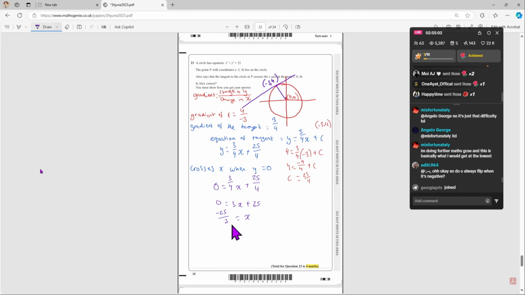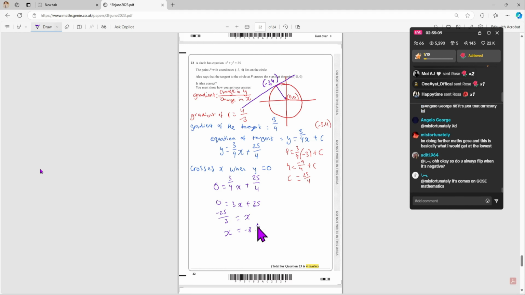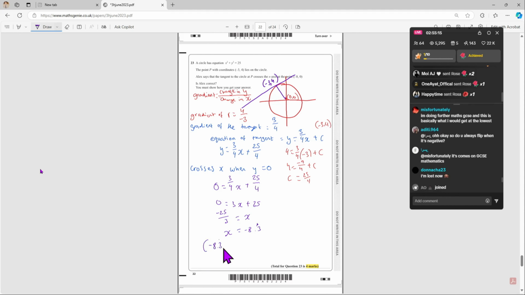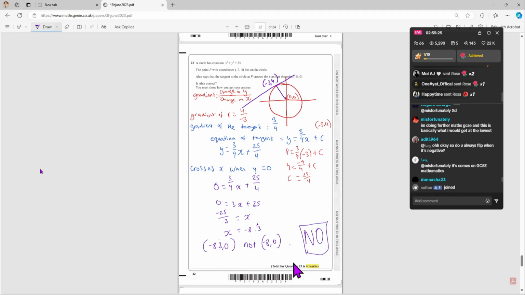And then when you put this into the calculator, you get x is equal to minus 8.3 recurring. Now you notice that minus 8.3 is recurring. That means it is not minus 8, 0. That means he is wrong. Okay, so the answer is no, he is incorrect.